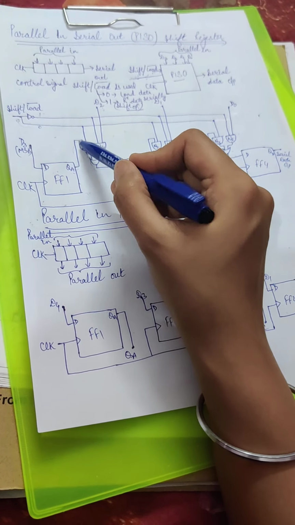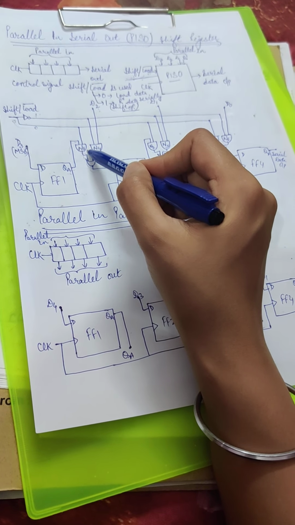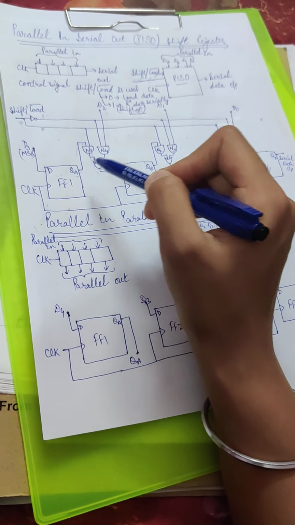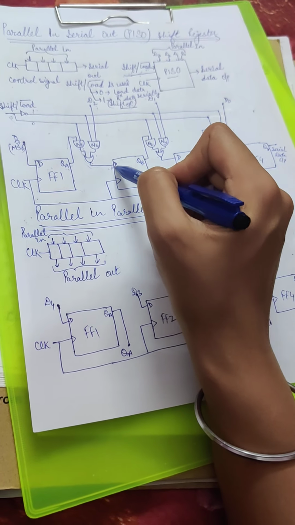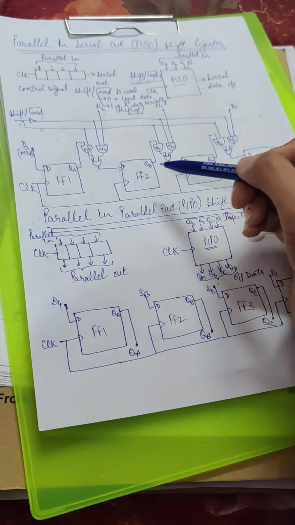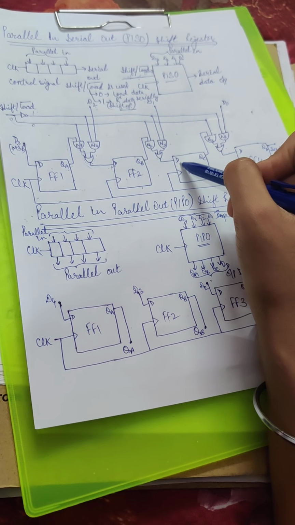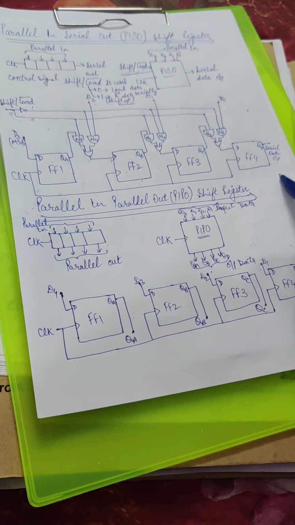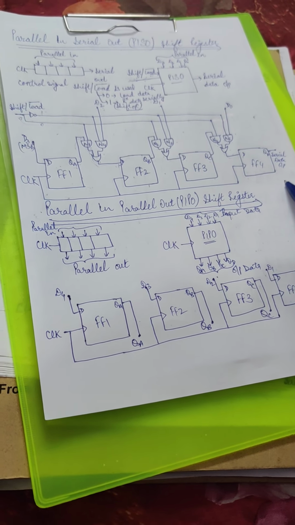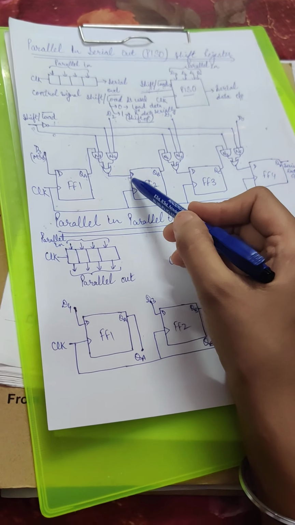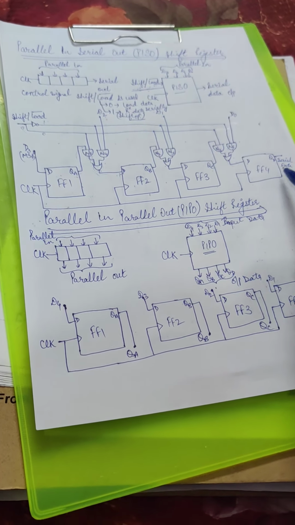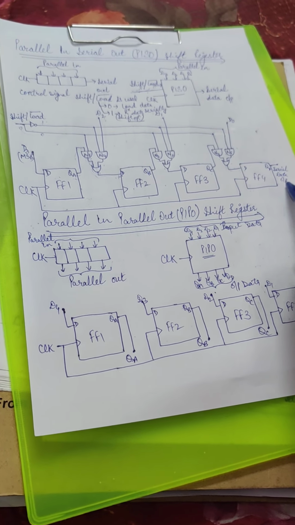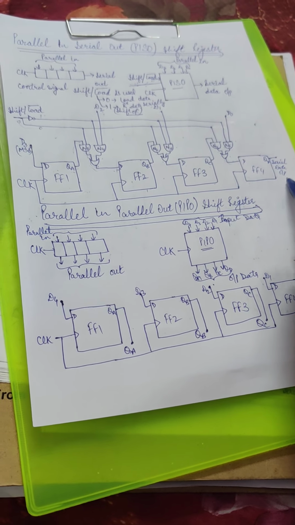And if QA is 0, then the output of AND gate N1 is 0. So the output of the OR gate is automatically 0. Means our output QA is shifted to the input of the next flip-flop. And similarly, QB is shifted to the next input and QC is shifted to the next input. So this becomes the serial output. So on applying clock, the inputs of these flip-flops become their outputs. So we can get serial data output bit by bit. This is our parallel in, serial out shift register.